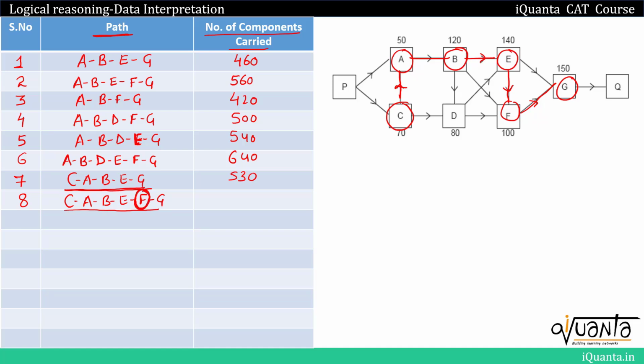So what is the value of location F? It is 100. So we'll just add 100 to the value of the previous path. So 530 plus 100 becomes 630. This will be the number of components carried along path number 8.